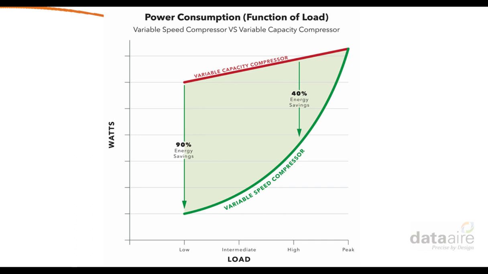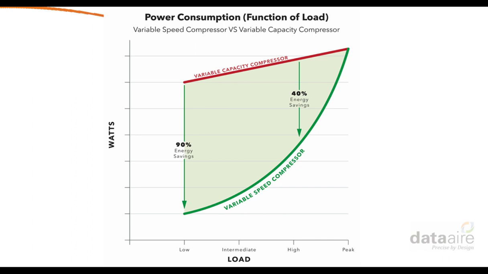The red line at the top here shows the energy consumption of a digital scroll compressor at various loads. And as I mentioned, there's some energy savings, but not much. Whereas the green line is energy consumption of a variable speed compressor with a VFD. The reason for the significant difference in energy consumption between these two technologies has to do with how they're modulating capacity.